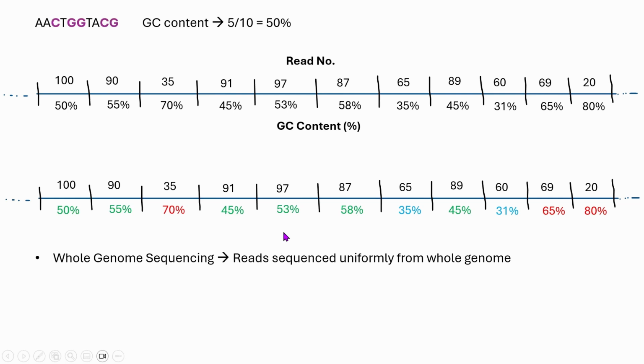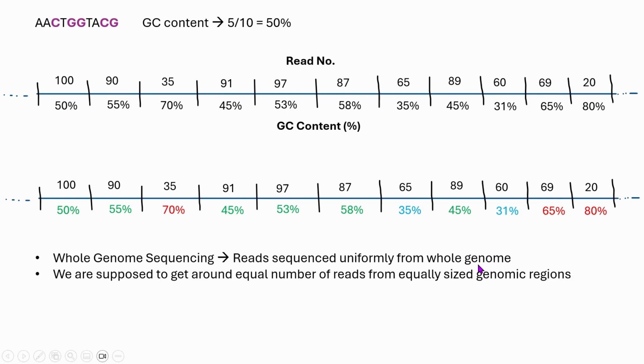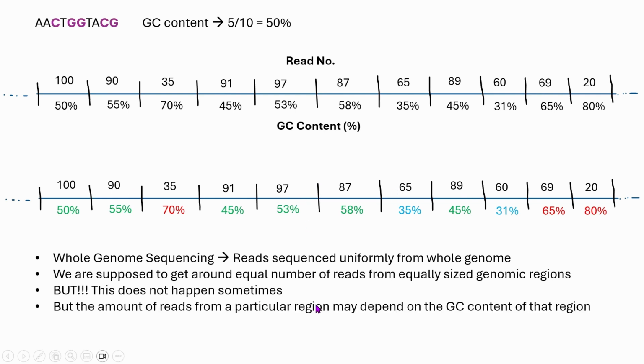So first of all, when we do whole genome sequencing, the reads are sequenced uniformly from the whole genome. What does that mean? That means we are supposed to get around an equal number of reads from equally sized genomic regions. That means each of these regions should approximately give us the same number of reads. But this is not happening here, as I showed right now. And the amount of reads from a particular region can depend a lot on the GC content of that region. For example, you can clearly see right here.